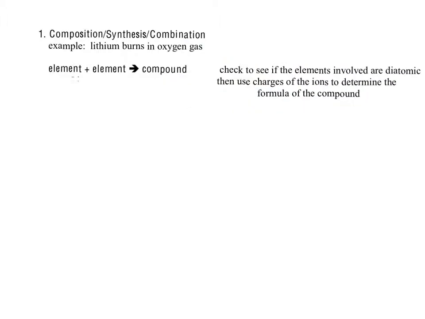Our first reaction type can be called either composition, synthesis, or combination. Either way, they just mean that you're taking 2 neutral elements, maybe diatomic, maybe not, and putting them into a compound based on their charges, which will be an ionic compound.